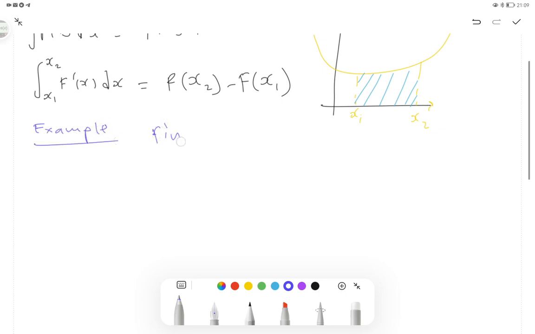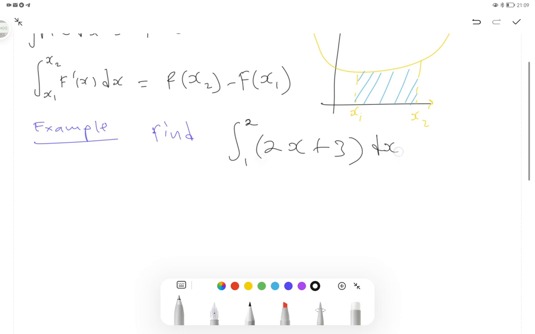Example. Find the integral from 1 to 2, where f of x is 2x plus 3. So they want us to find that with respect to x at the end.